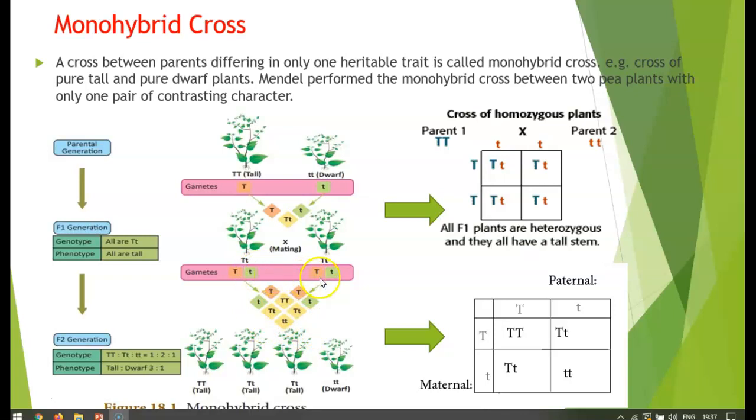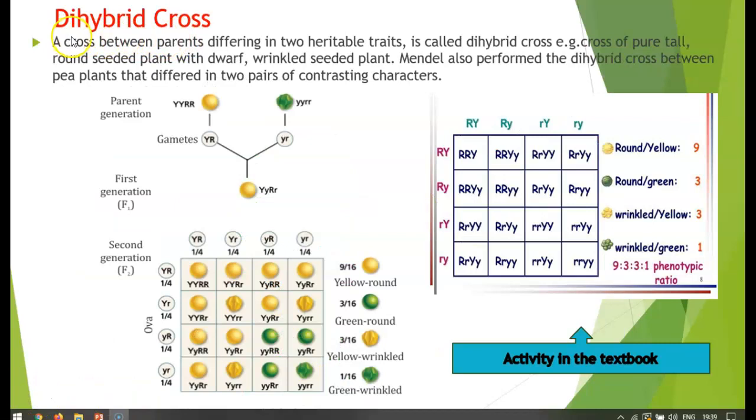And since they do not mix and they separate, that's how the dwarf trait, which was not visible in the F1 generation, reappears in the F2 generation. And this particular factor proves the law. After the monohybrid cross, let us have a look at the dihybrid cross. A cross between parents differing in two hereditable traits is called a dihybrid cross.